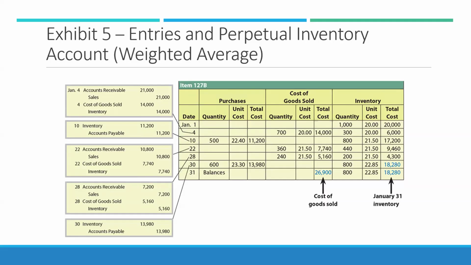Then all additional sales use that new average cost that's calculated, so the $21.50. And it's just simple multiplication, 360 times 21.50, 240 times 21.50. And then our additional purchase at the end, 600 units: right when we're calculating, we have 200 units at $21.50, and we have another 600 at $23.30, and then we multiply it out, add it up, and divide, and we get our new unit cost of $22.85.